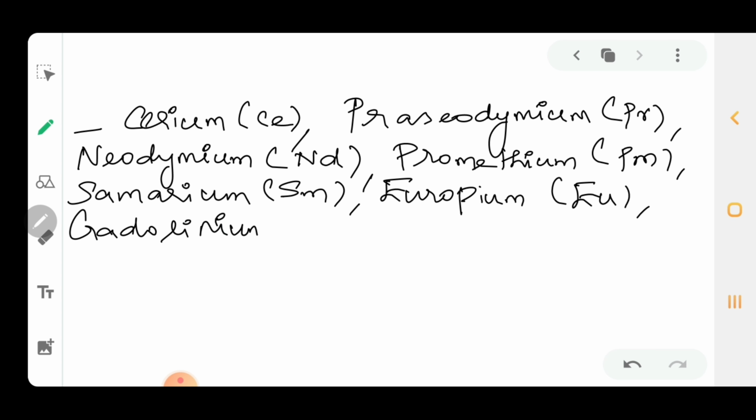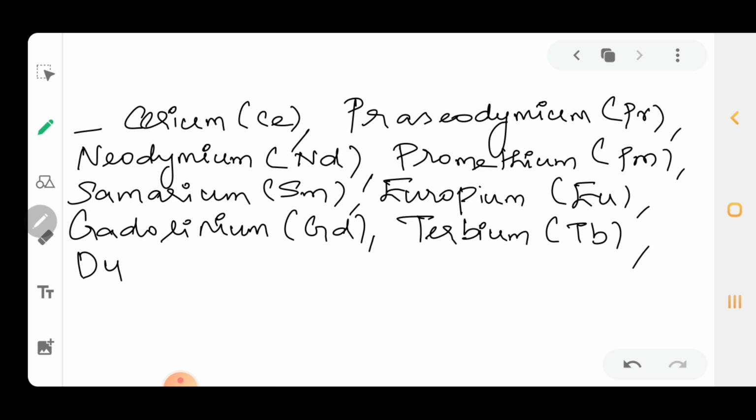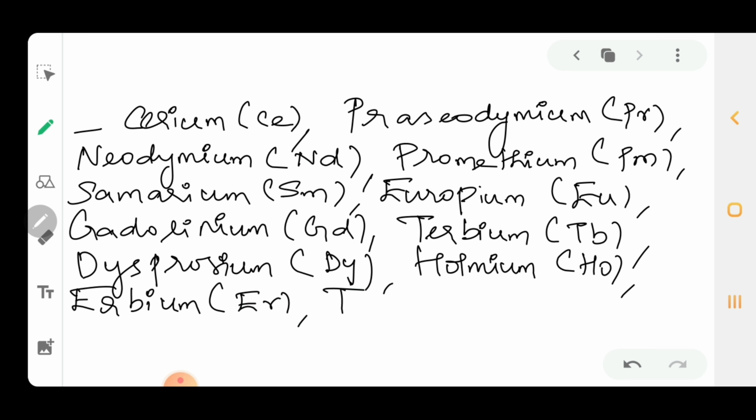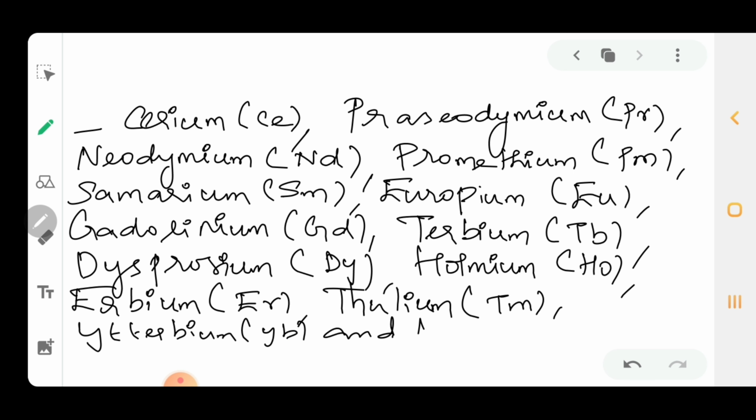gadolinium, represented by the symbol Gd, terbium, represented by the symbol Tb, dysprosium, represented by the symbol Dy, holmium, represented by the symbol Ho, erbium, represented by the symbol Er, thulium, represented by the symbol Tm, ytterbium, represented by the symbol Yb, and the last one is lutetium, represented by the symbol Lu.